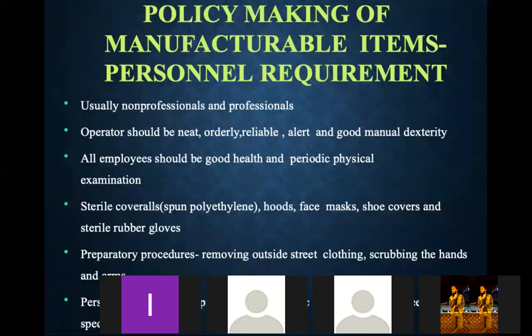So whenever you have an industrial tour, you have to visit any firm, an industrial pharmaceutical unit. When you enter a sterile unit, you have to wear separate dress. The dresses for sterile units are separate. You can't enter the sterile unit in your normal clothes. You have hoods, face masks, shoe covers, whatever is required. Procedures: removing outside street clothes. So you have to do scrubbing also. You have to wash your hands, and the arms also.